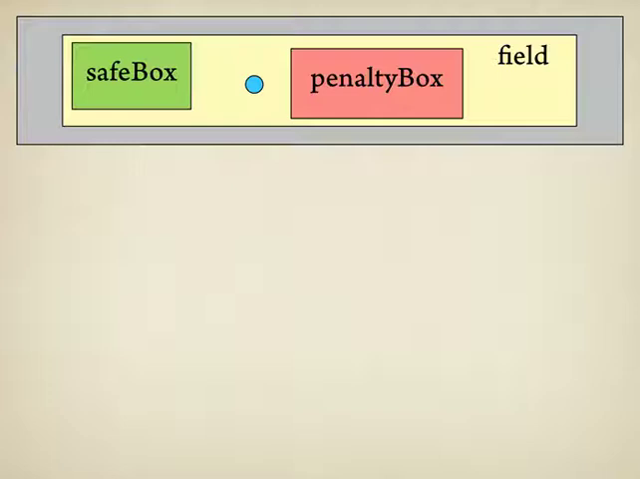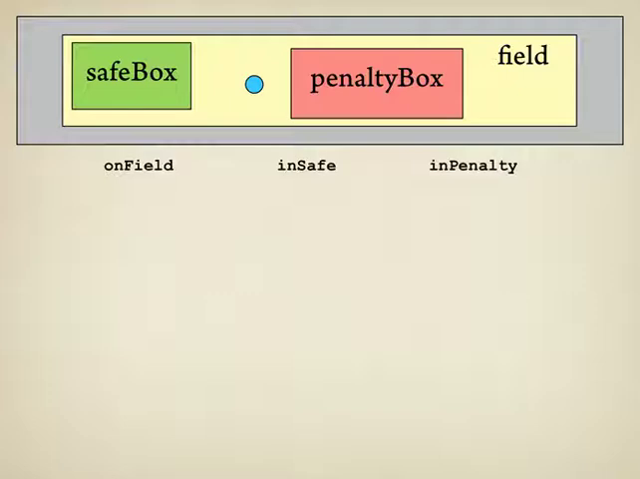Here's our starting situation, and I'm going to create 3 Boolean variables: on field, in safe, and in penalty. And these are the result of calling point in box. On field is calling point in box with the field, in safe is calling point in box on the safe box, and in penalty is calling point in box on the penalty box.